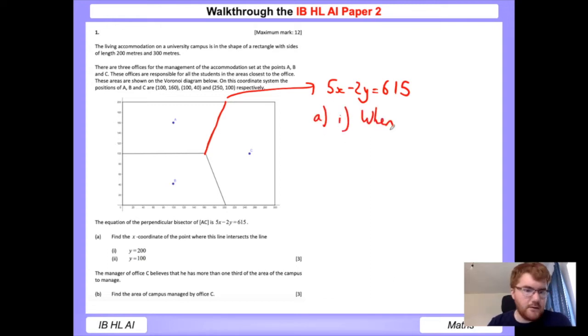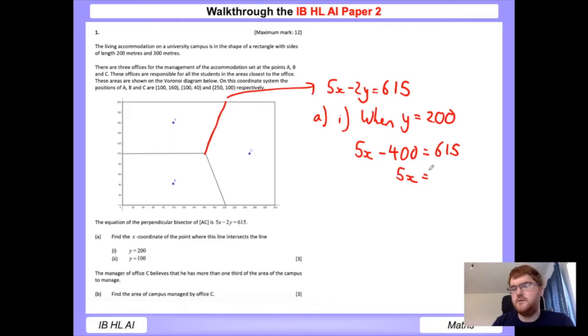So when y is equal to 200, we pop this into the equation given. So we get 5x minus 400 equals 615. We add 400 on both sides, so 5x is equal to 1015. And then we pop this into our calculator.